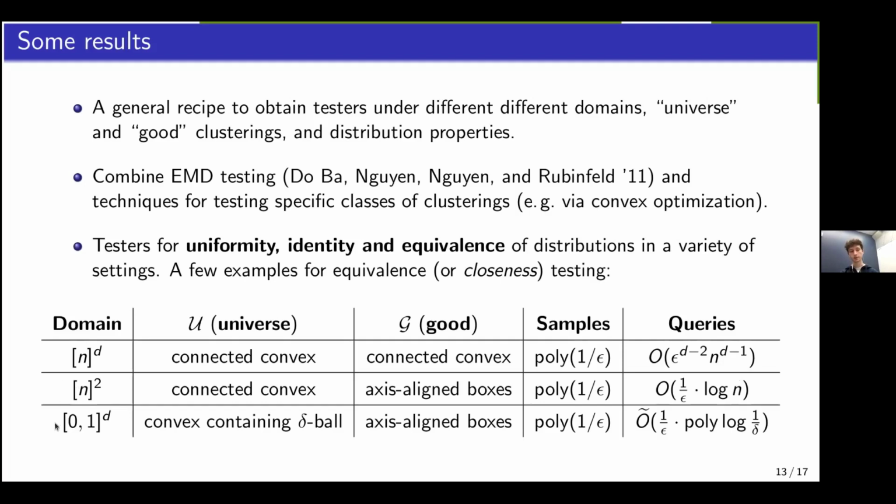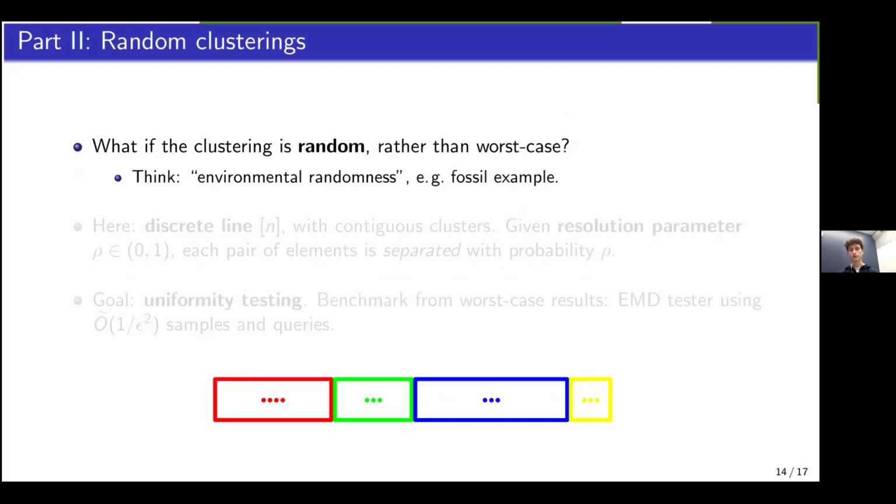And finally, for a slightly different domain type, when the domain is the continuous unit cube, again in constant D dimensions, and now my universe being, again, the convex clusterings, where each cluster contains a delta ball, and with the same set G of axis-aligned boxes as the good clusterings, then we have query complexity that has some 1 over epsilon again, and then polylog in 1 over delta dependence. And you can think of 1 over delta as some sort of notion of the length of the domain, more or less. So polylog 1 over delta is quite efficient. Okay, and then I invite you to look at the paper for more details and some of the techniques that we use. Let me move on to part 2.